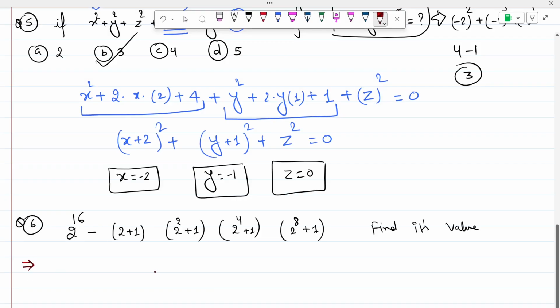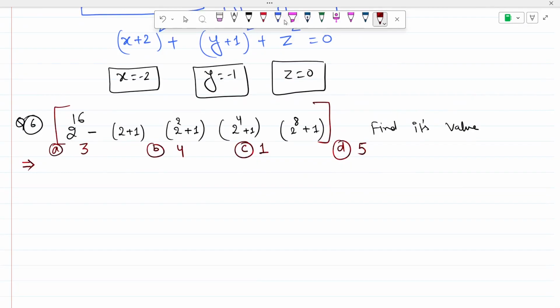Okay, this one, let's see. Find the value. Are these all three multiplied? Just double checking, these are all multiplied. Option number B is 4, option number C is 1, and option number D is 5. So 1 second. 7 plus 3, 10. 10 plus 1 is 11. 2 to the power of 11. Okay, I think this is quite simple.